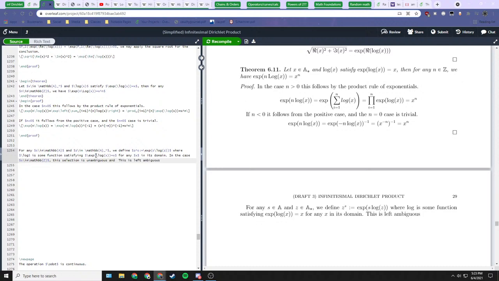And as in the previous theorem, this function is unambiguous and agrees with our prior exponent notation. The other cases are left ambiguous, dependent on which values are given to the log function. Unless otherwise stated, however, we will assume the selection of log equals principal log.